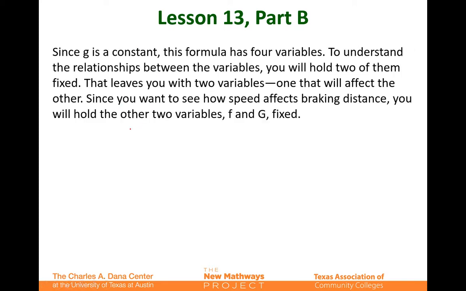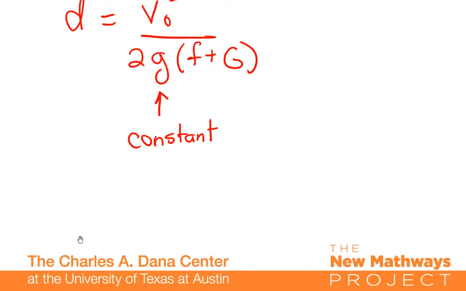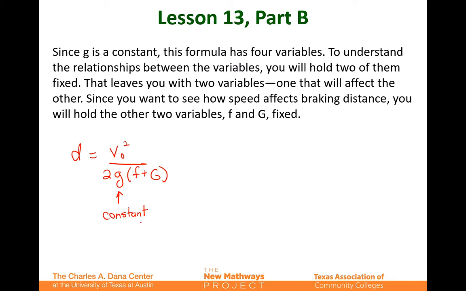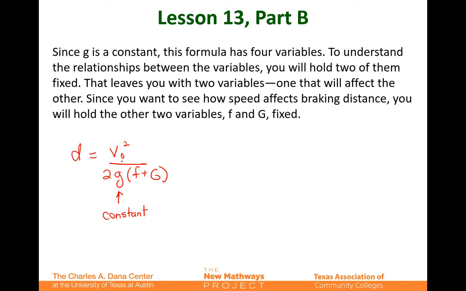Let's back up one more. So here's our formula. Distance equals V0 squared over 2g times f plus g. Now, this little g is really a constant because it does not change. It is not a variable. So our variables, if we just want to think about what are our variables, are this initial speed, f, and g.